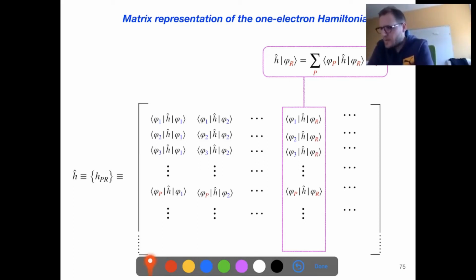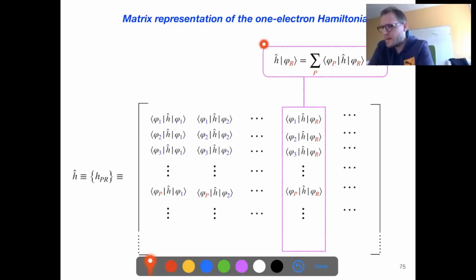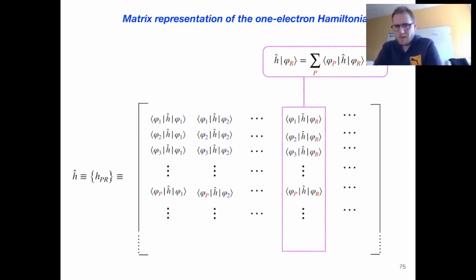So you have a summation over P because you sum up over all the rows of the matrix, okay? So that's how we read the matrix. And this is how I can actually find out about the way to write the 1 electron Hamiltonian in terms of creation and annihilation operators. Okay, so that's my starting point.